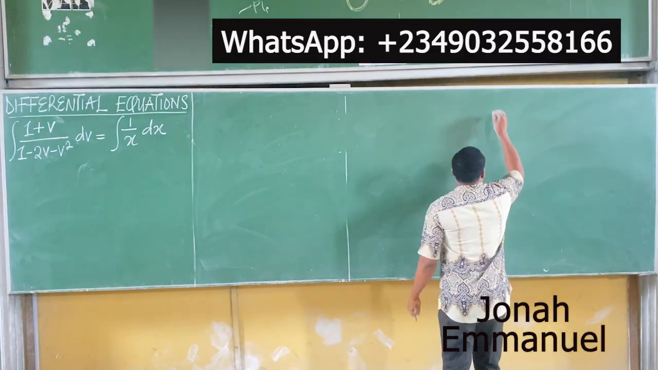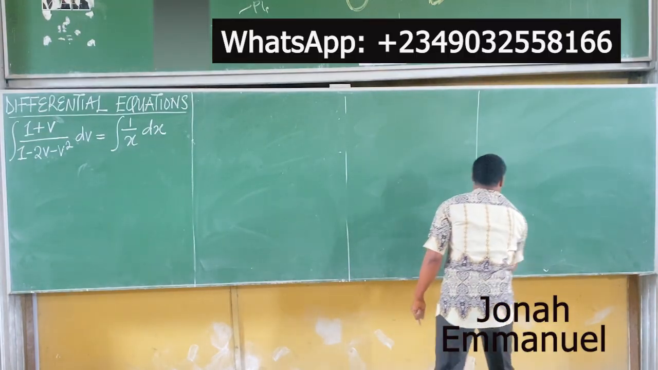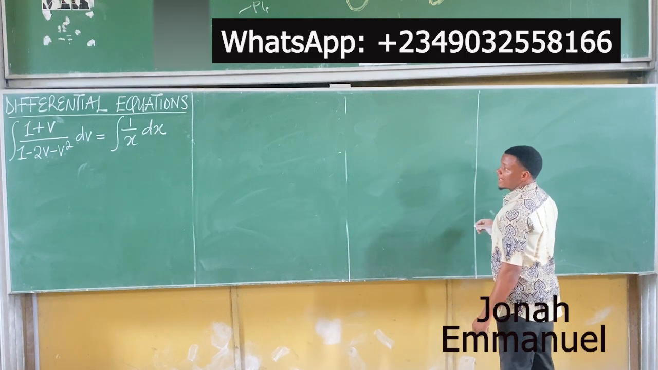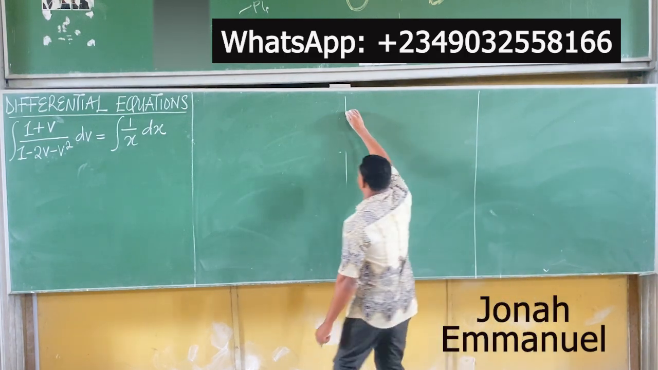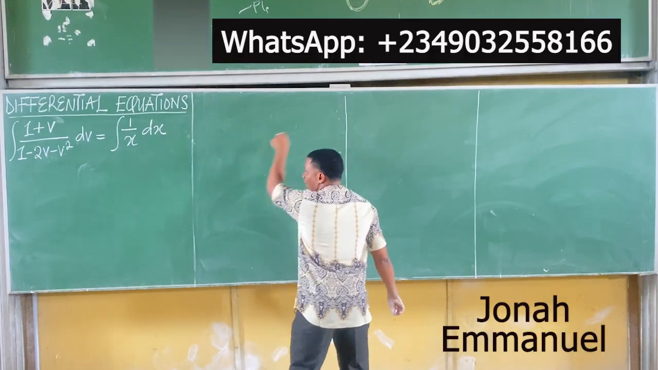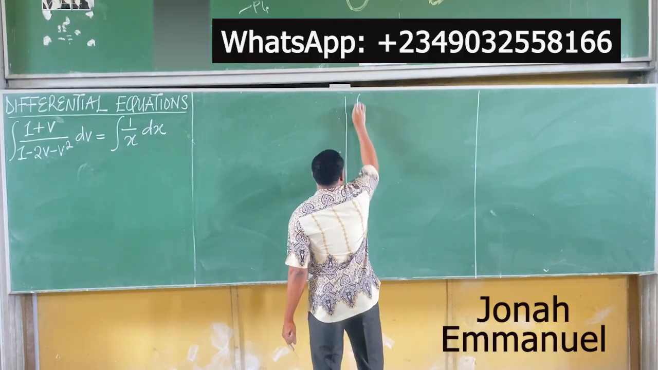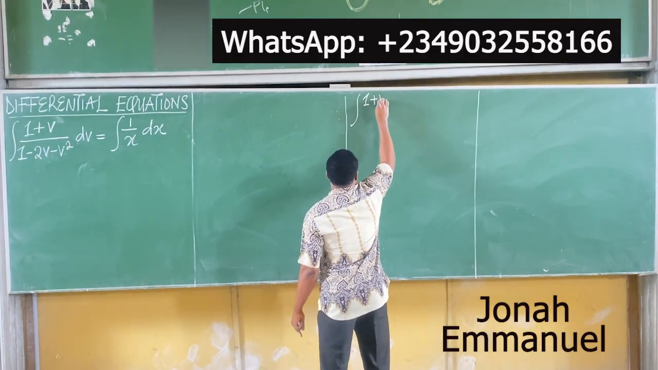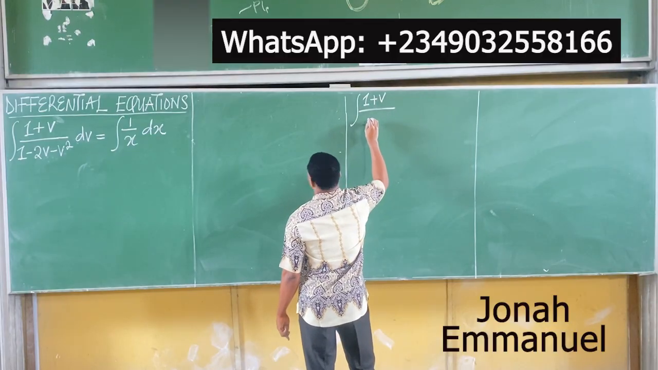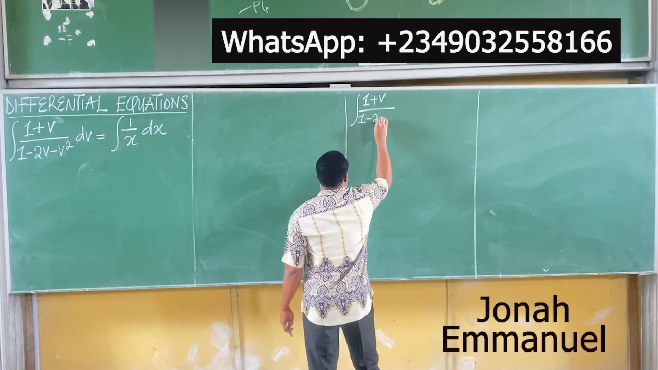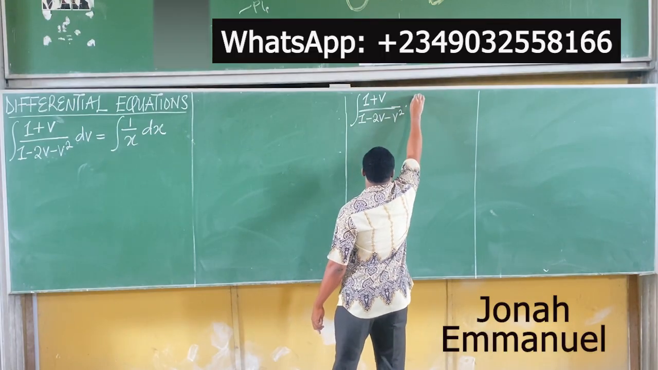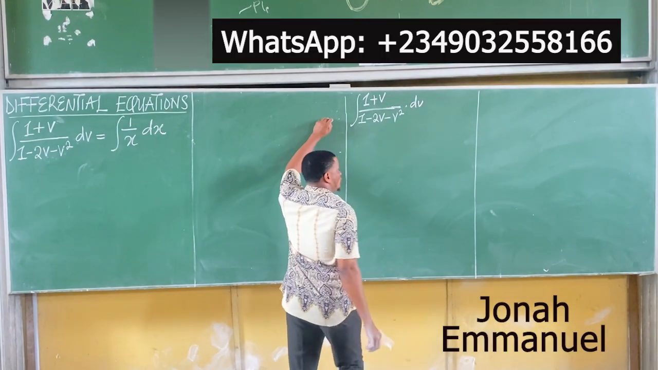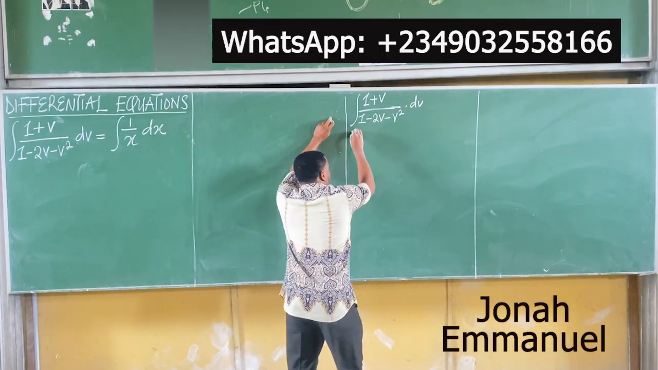Now, in solving this, please watch this. Let me use 2 here. So from here, what you should have next is the integral of 1 plus v all over 1 minus 2v minus v squared dv. How do you solve this? We use substitution. So look at this.